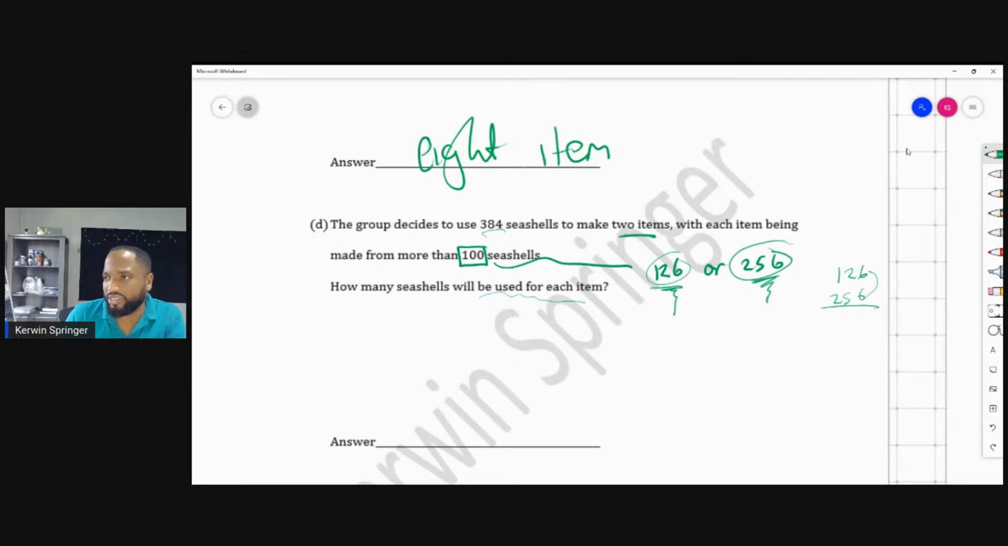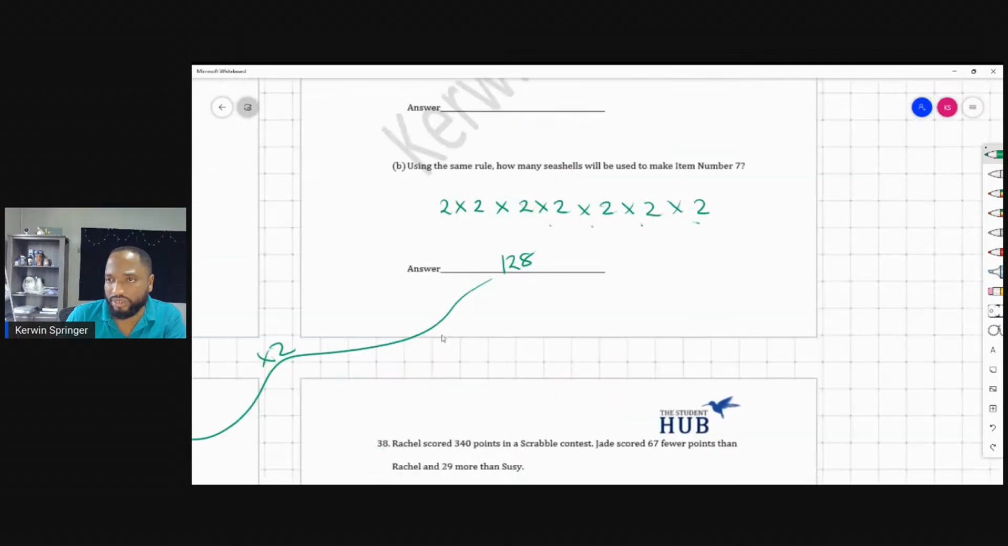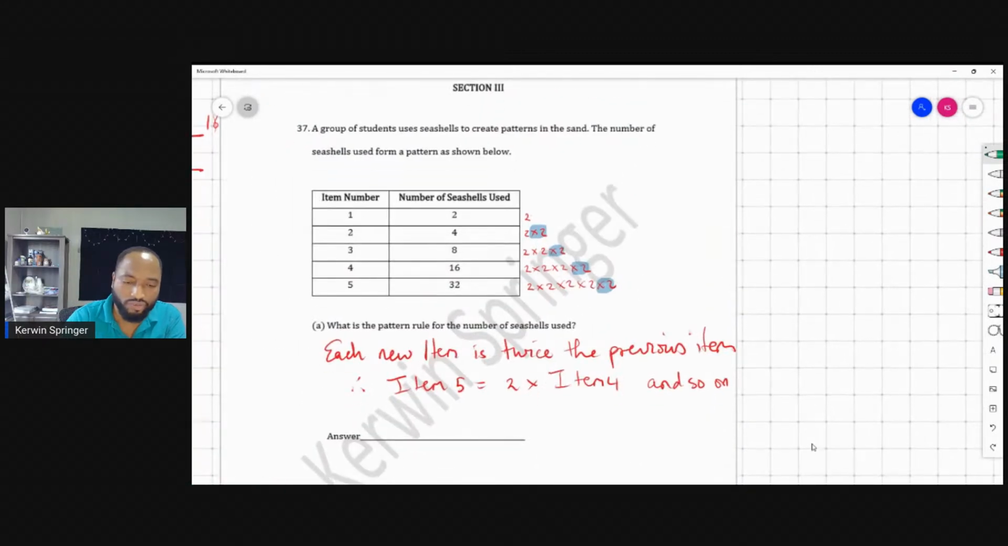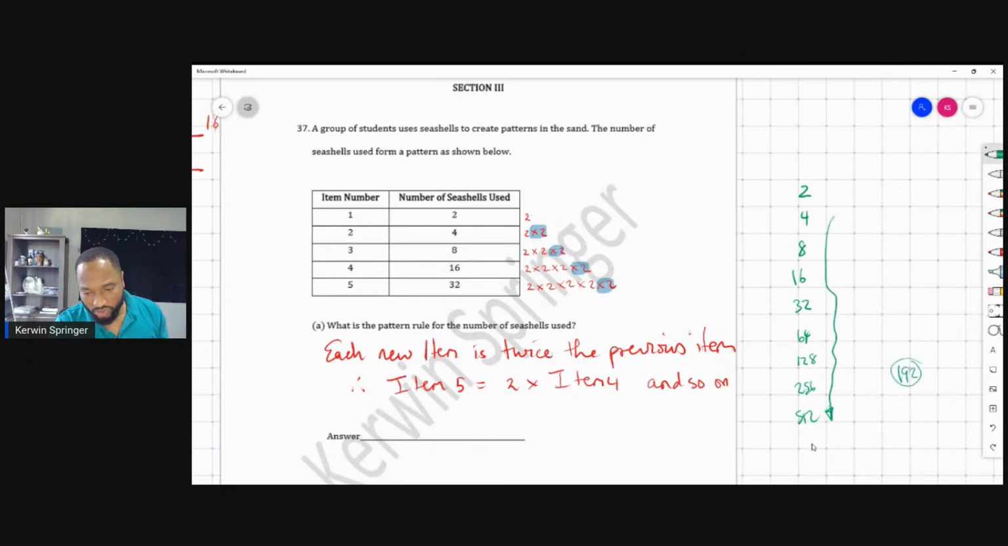Because the items made could only follow these numbers: 2, 4, 8, 16, 32, 64, 128, 256, 512, and so on. The items could only follow these numbers. So I know you're saying 192 when you divide it by 2, but you can't make an item with 192 seashells. It must follow these numbers to create the pattern. That's what I'm saying.